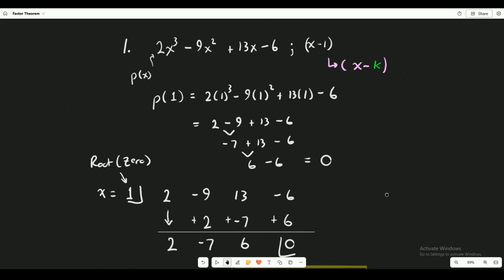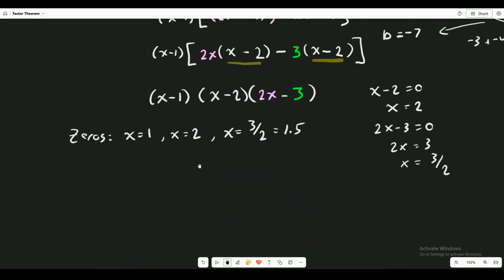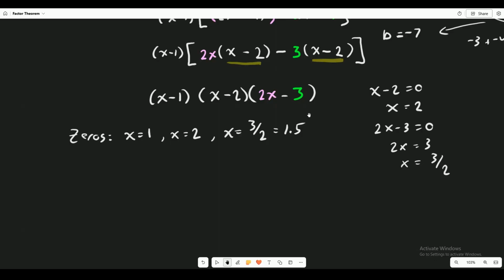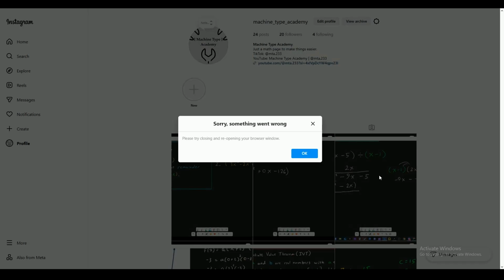Let's check my answer. Here are my zeros right here. There's one right there, x equals 1. Here's another one right there, x equals 1.5, the third one. They're not in order, but it doesn't matter. And let's check our last one.